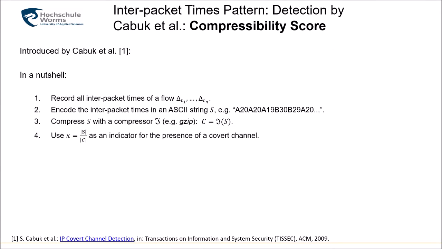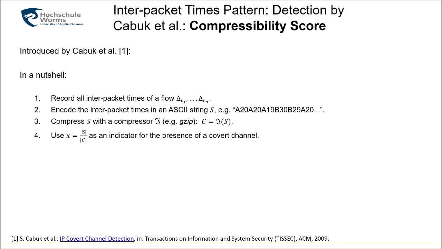For the second scenario by Cabuk et al., which is the compressibility score, we also need to consider a window size. For this window size of, let's say, 2000 packets, we also record the interpacket times, which I call here delta T1 to delta Tn. In that case, for the window size of 2000, it would be delta T 2000.